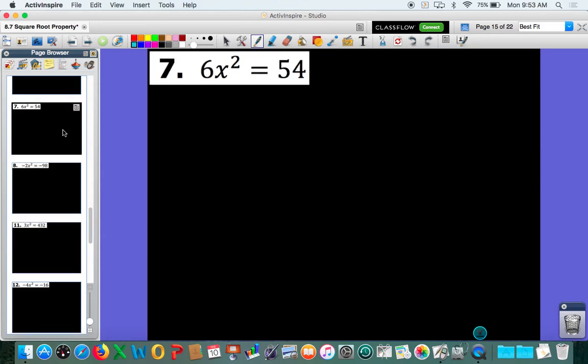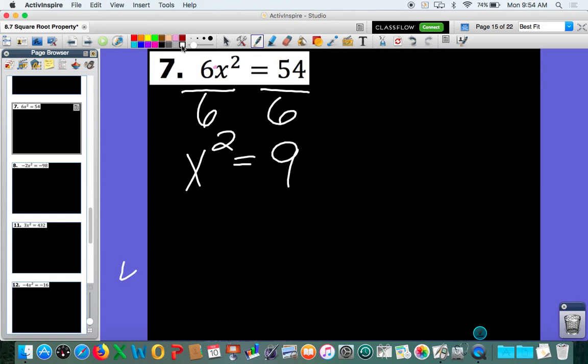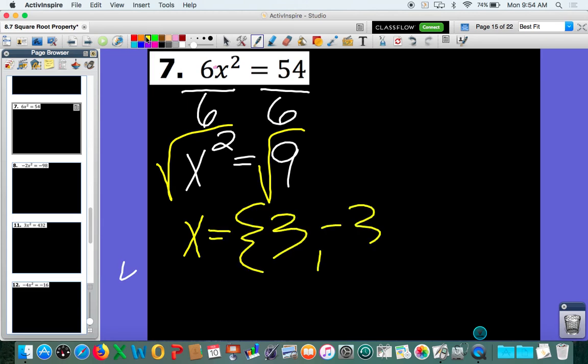Now, like I said before, we're going to have different steps depending on what the problem looks like. It's not always just add or subtract. In this case, we are going to have to divide. We have to divide because there is nothing between these two. When there is no space, there's no plus sign, there's no subtraction sign, that means there's an invisible multiplication symbol. So we have to do the inverse of multiplication, which is to divide. So we're dividing by 6. We have x squared equals 9. And when I take the square root, I get x is equal to positive 3 and negative 3.